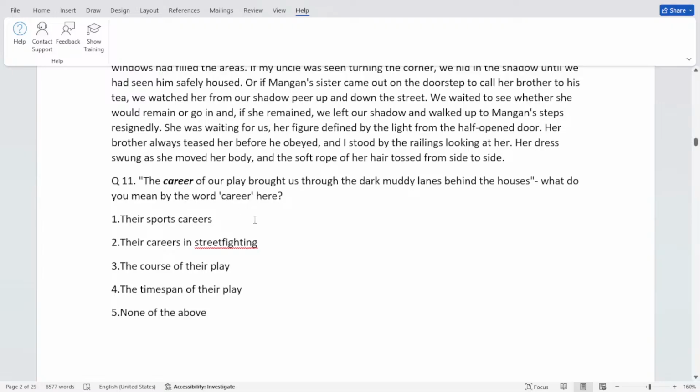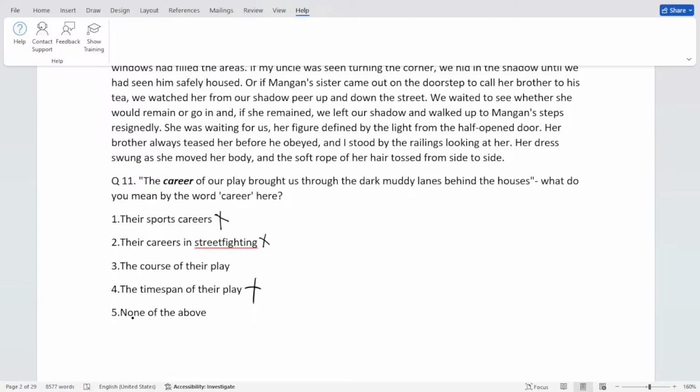So here career is not about some job, it is about the career. Here, what profession they are using is not about the meaning. So that's why the first statement is incorrect. When it comes to their careers in street fighting, they are actually struggling and fighting for their lives, but it is not about street fighting, it is daily routines. So accordingly, the time span of their play is regularly happening. So that's why this statement is also incorrect according to the relevant content.